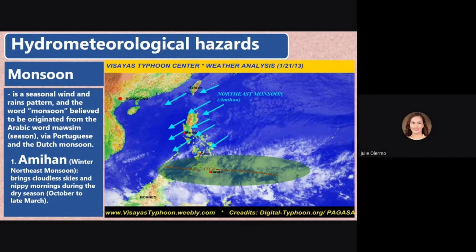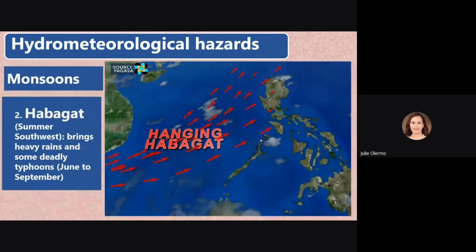So we have here number one, amihan. Amihan, which is also known as the winter or northeast monsoon, brings cloudy skies and nippy mornings during the dry season from October to late March. And then from the other reference, from November to February. So here's the region of the northeast monsoon, amihan. Okay? So next, the southwest monsoon.